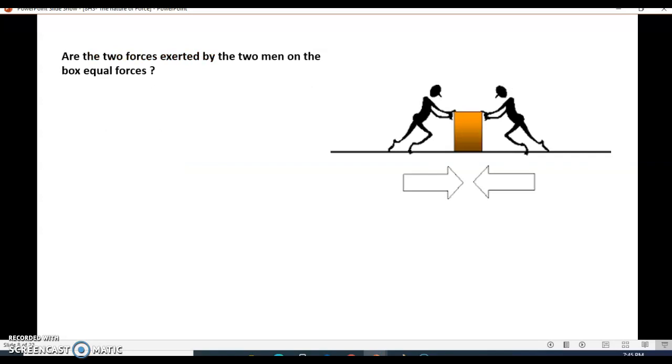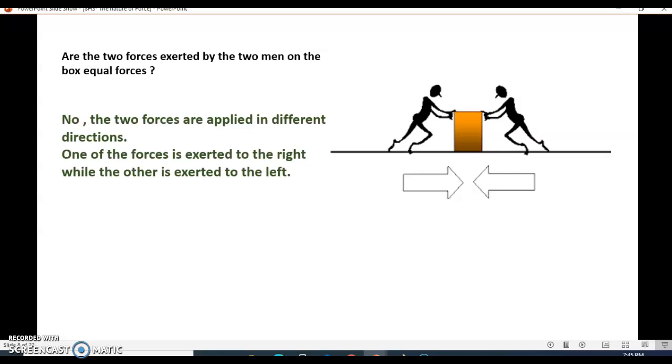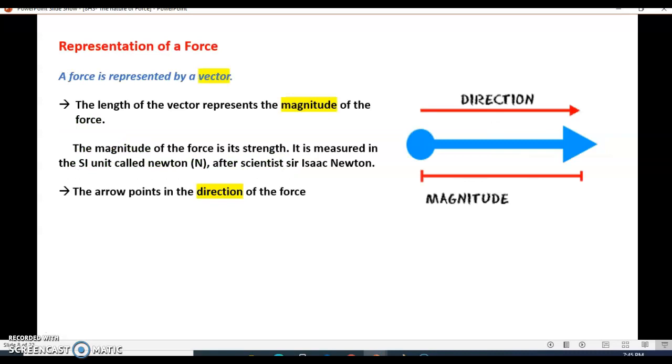Are the two forces exerted by the two men on the box equal forces? No, the two forces are applied in different directions. One of the forces is exerted to the right while the other is exerted to the left. So as vectors, these forces are not equal because they are applied in different directions.